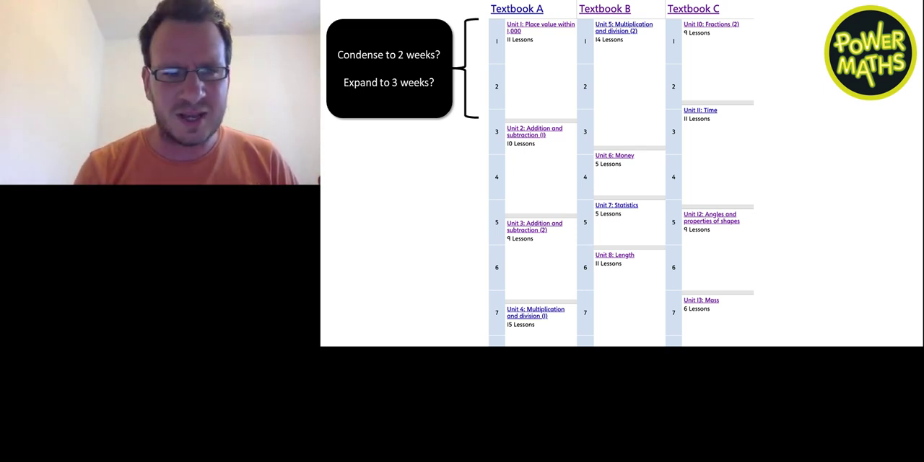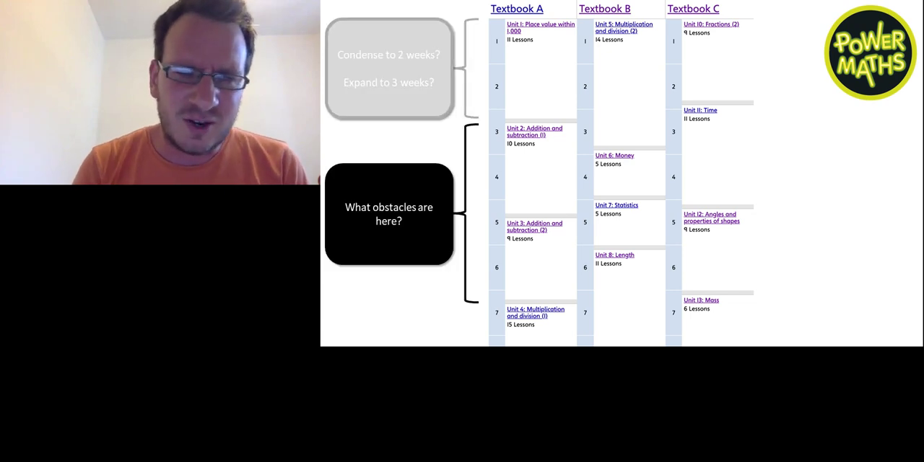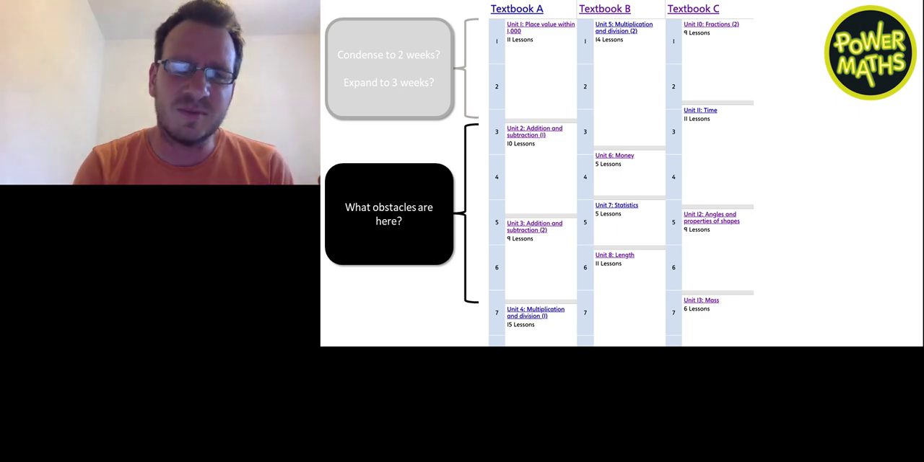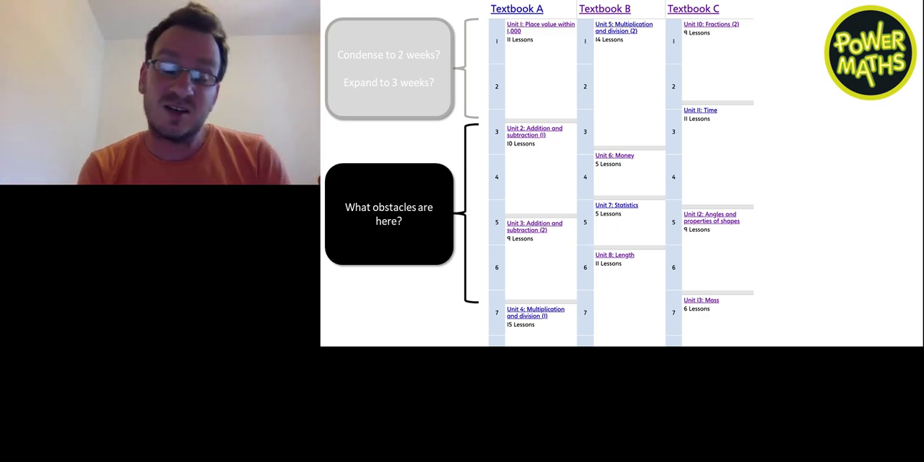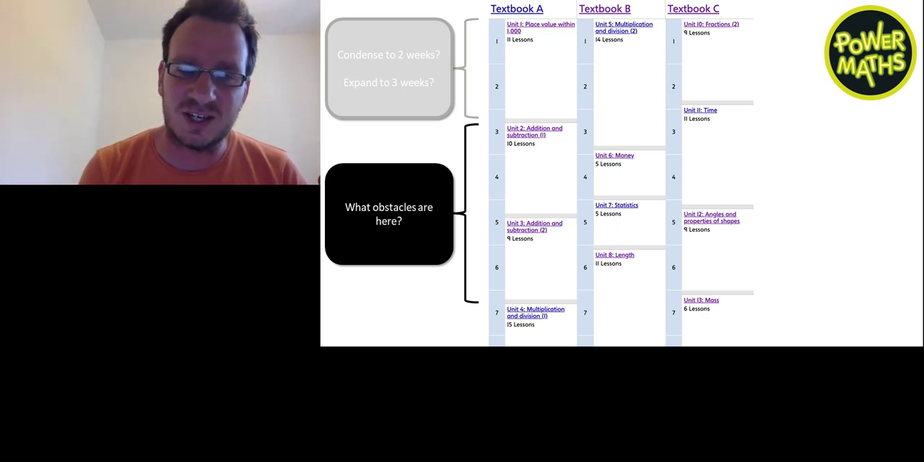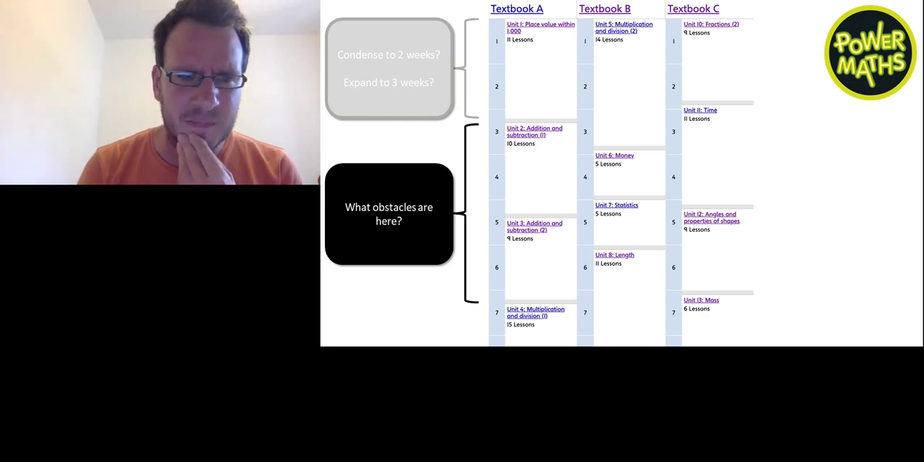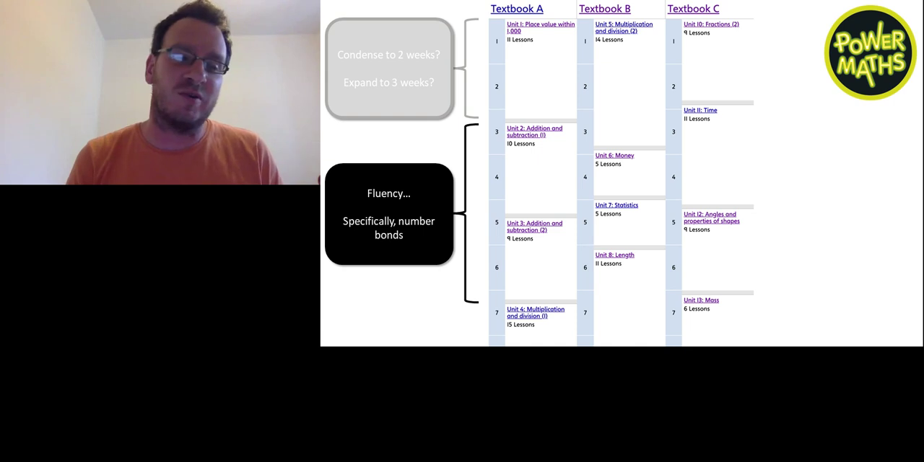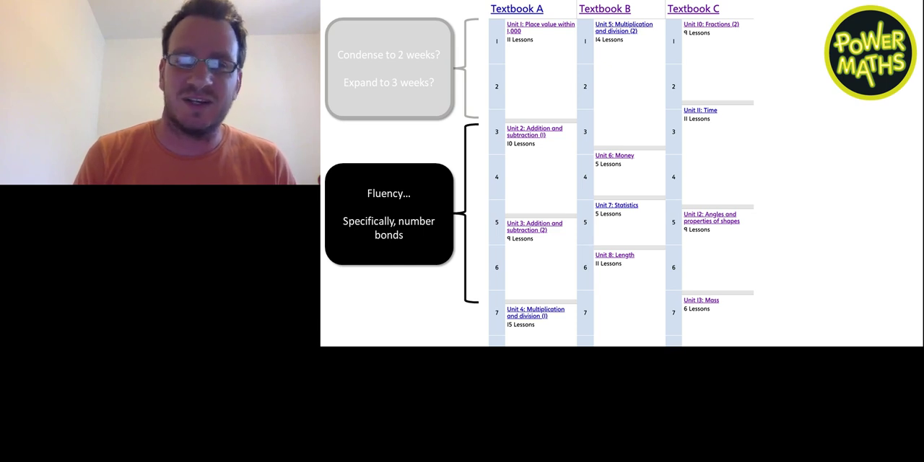The reason being, I'm going to look at these next 2, Unit 2 and Unit 3, and think, what are the obstacles here? The lesson we looked at was one of the lessons in the addition and subtraction unit. My first port of call would be to suggest that for the class that I receive, probably one of the main obstacles is going to be fluency, and specifically number bonds.